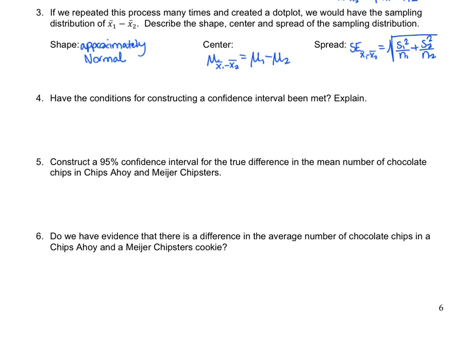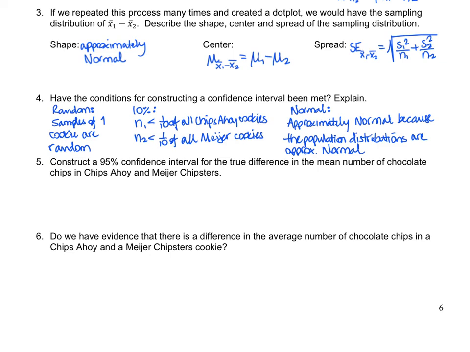Number 4 asks us about conditions. Have the conditions for constructing a confidence interval been met? And the answer is yes, they have been met. Number 5 says construct a 95% confidence interval for the true difference in the mean number of chocolate chips in Chips Ahoy and Meyer Chipsters.